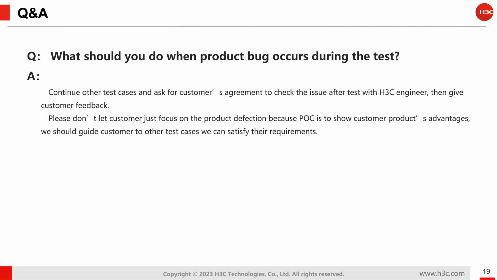You can continue to demonstrate other test cases and ask for the customer's agreement to check the issue with the H3C engineer later, then give the customer feedback. The demonstration is to show the product's advantages, so we should guide customers to see other functions instead of spending a lot of time focusing on this product issue when demonstrating.